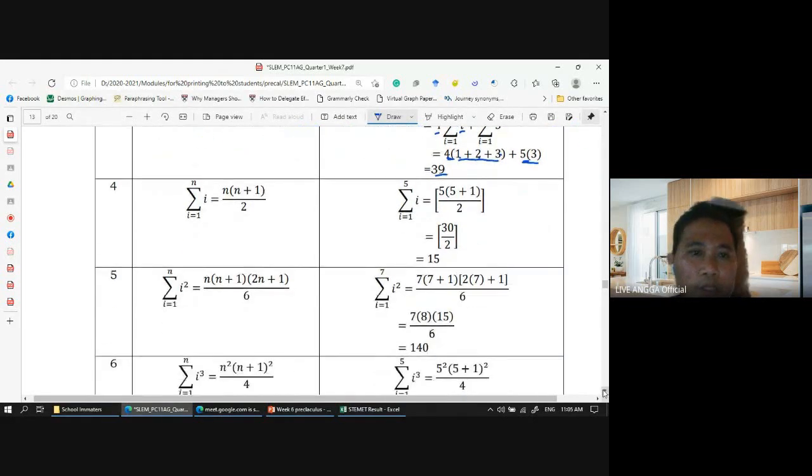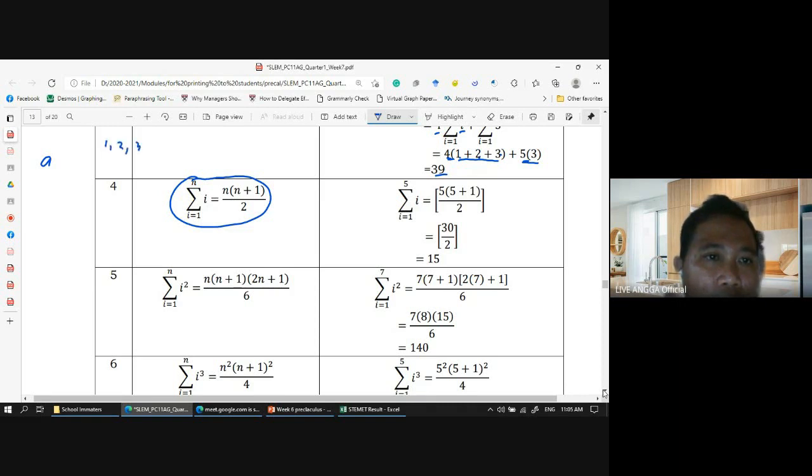Then, sa number 4, summation of i is n times n plus 1 over 2. So, this is an equation actually na yung sabi natin kanina na i-add ang first at saka last. Di ba? Ang atong first, example, 1 to n. 1, 2, 3, 4, up to n. Okay. So, atong gihimo is, gi-add nato ning first og last.